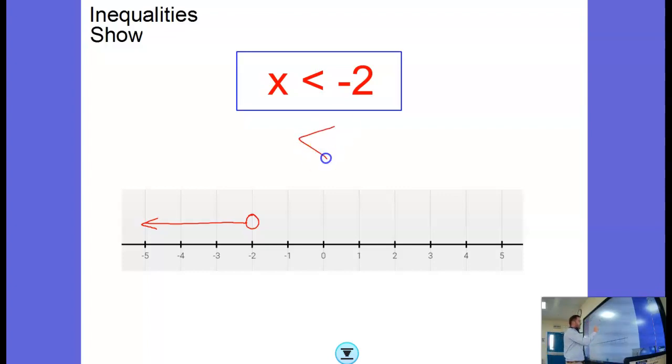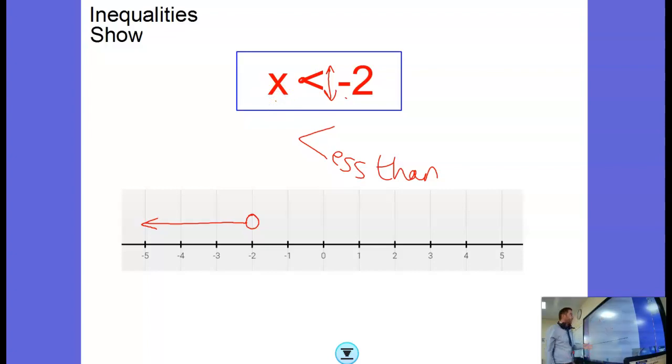A reminder that that looks a bit like an L, so you can sort of write less than. That's how we know. Also, the small end is the smaller number. The bigger end of the inequality is the bigger number. So minus 2 is bigger than x.